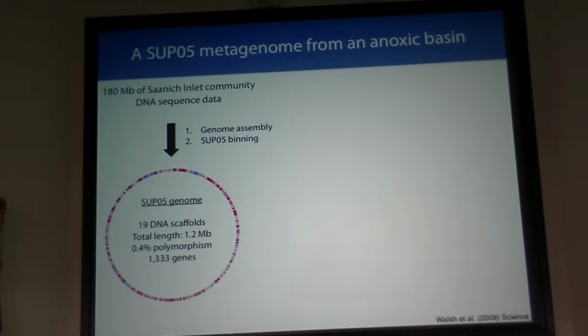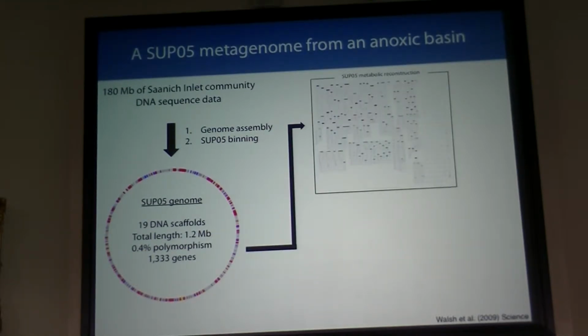So a few years ago, working in one of these oxygen minimum zones, we were able to use metagenomics to reconstruct the metabolism of one of these organisms, particularly the SUP5 group. And so we were working in Saanich Inlet, which is an anoxic basin off the coast of British Columbia. And what we were able to do is, from whole genome shotgun data from a mixed community, assemble that data, and then, using bioinformatic approaches, bin the contigs that originate from the SUP5 population. And so we reconstruct this genome basically from the environmental sample.